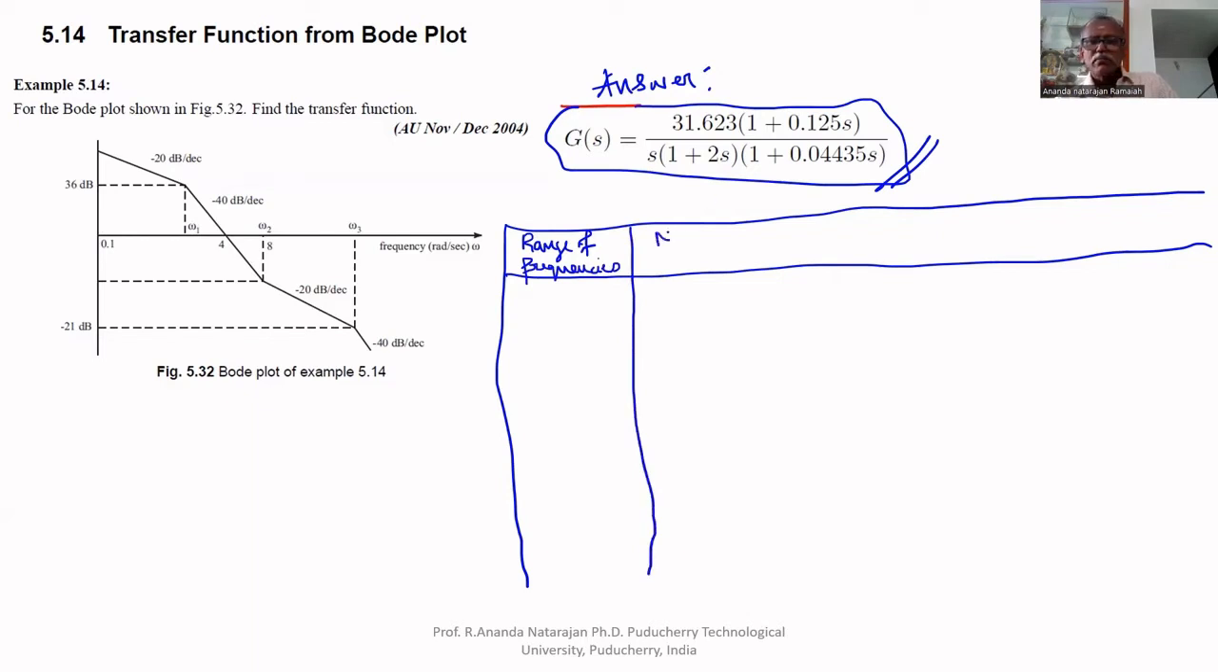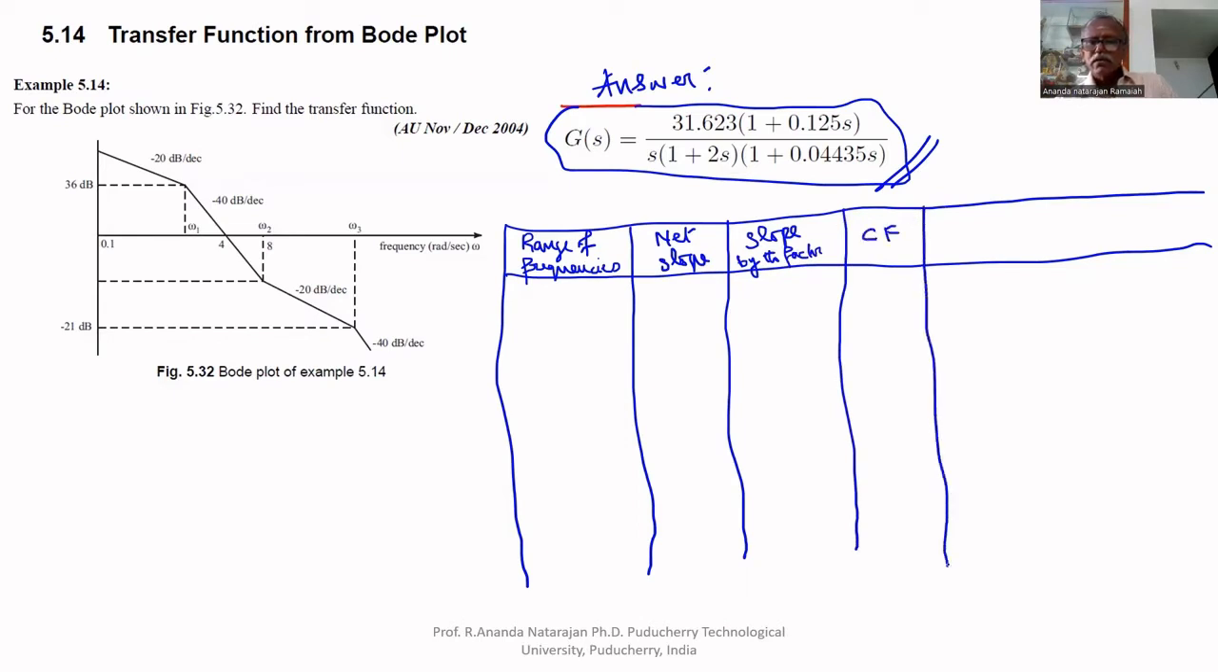Then the net slope. We are writing in the reverse order. Then slope by the factor. Then we have to write the corner frequency, in the reverse order. Then we have to write the factor. So this is the way by which we have to find.